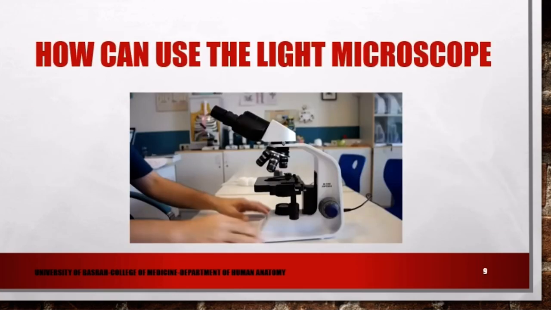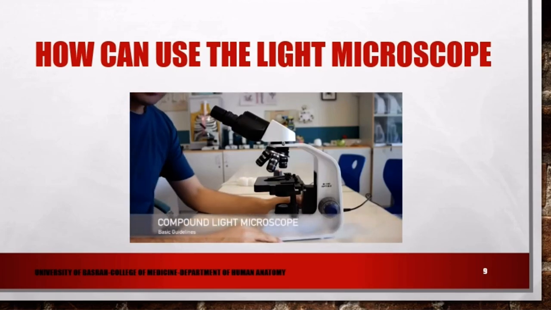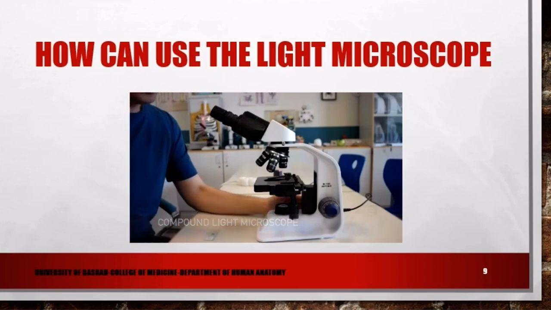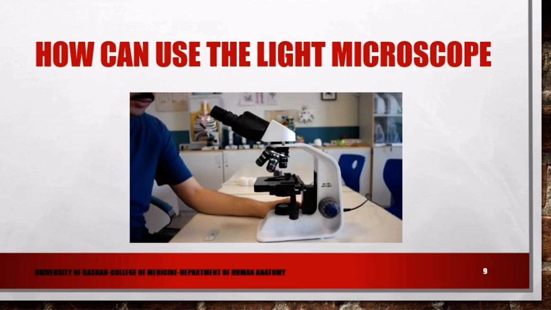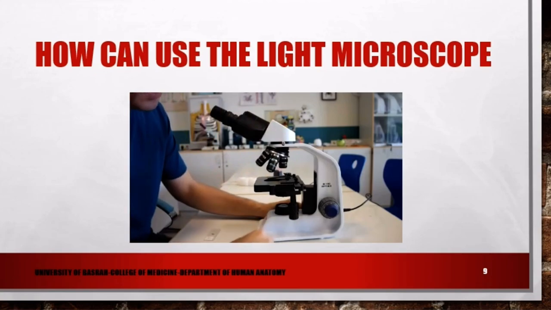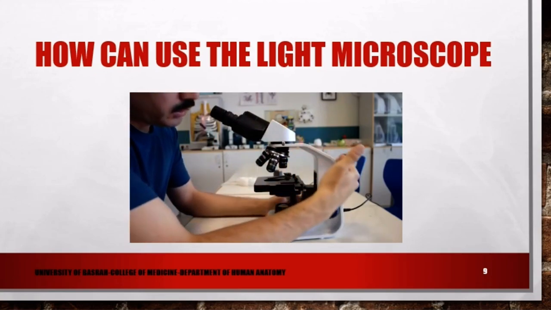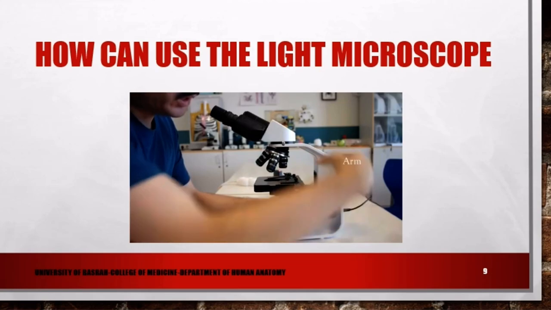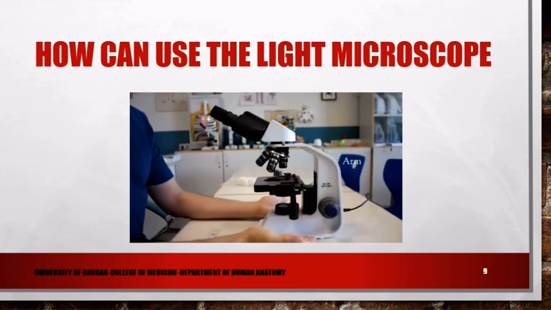This video explains how can use the light microscope. This is a compound light microscope. We call it compound because light passes through two lenses, one here and one here. So first of all, this part of the light microscope is the arm. We grab from the arm and we support from the base.